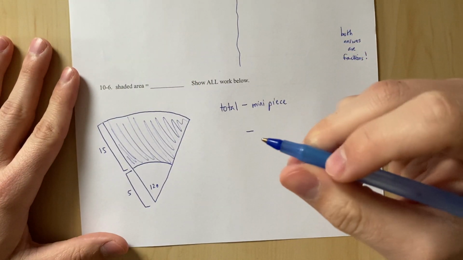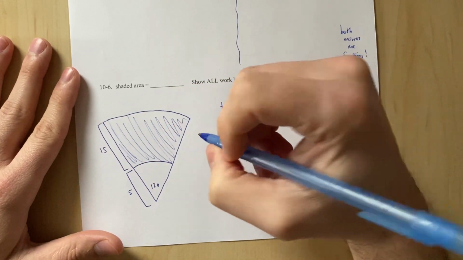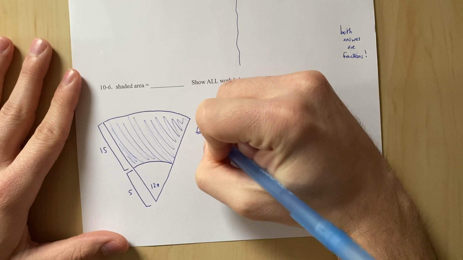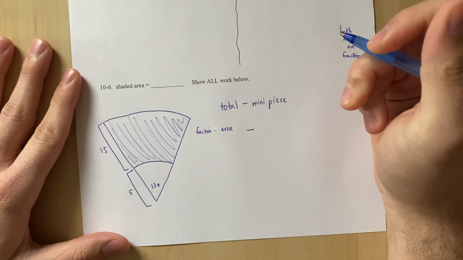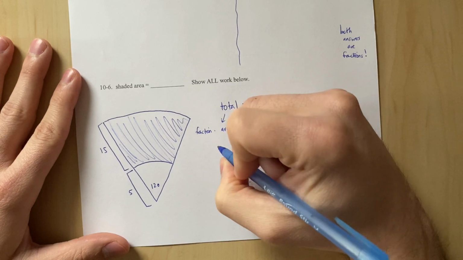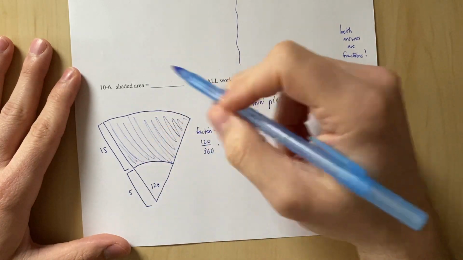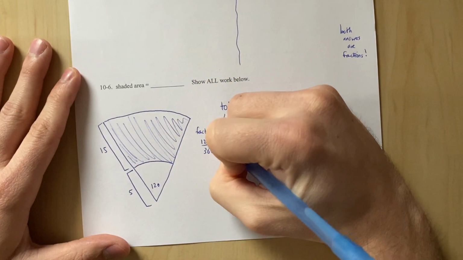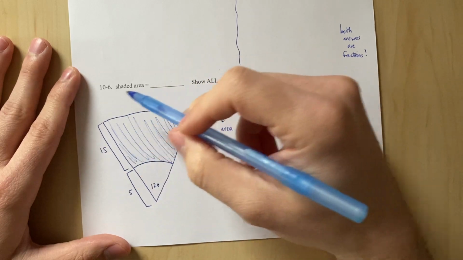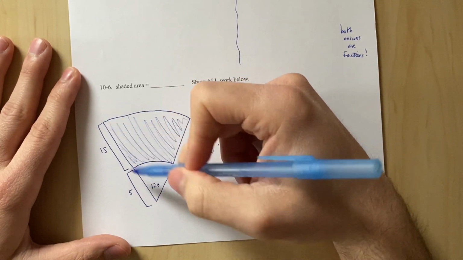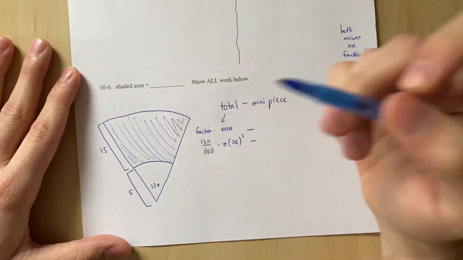So let's do that. If this whole thing is what we're talking about, the total area would be a fraction times the total area. The fraction we have is 120 out of 360, obviously. And if we're talking about the total area, if this were a huge, massive circle, that's pi r squared. The radius, if this were part of a big circle, is 20, because the whole massive thing is 15 plus 5.